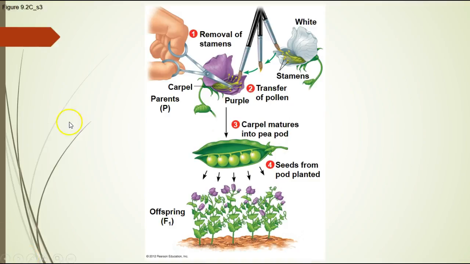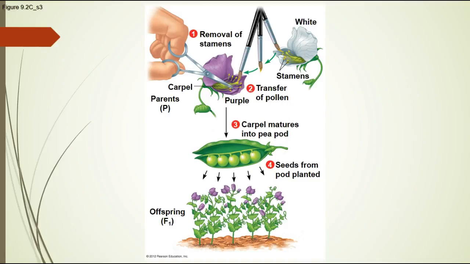Here's what he did. The pea flower here has the stamens and the pistil. It's a complete flower, so it has all the parts right there together. There's usually another petal that covers this over, which is why they generally self-fertilize. So what he did is he cut away the stamens from the purple flowered plant and took a paintbrush and transferred pollen from a white flowered plant to the carpel of the purple flowered plant. The carpel was then fertilized and pollinated and eventually matured into the pea pod, and the pea pod contains the seeds that result from that cross.